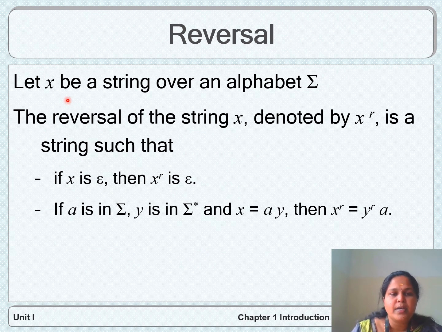Next, reversal. Let x be a string over an alphabet sigma. The reversal of the string x is denoted by x power r. For example, if x is epsilon, then x power r is also epsilon. If a is in sigma, y is in sigma star, which is called the Kleene closure, and x equals a y, then x power r is equal to y power r a. This is how you will reverse the alphabet.